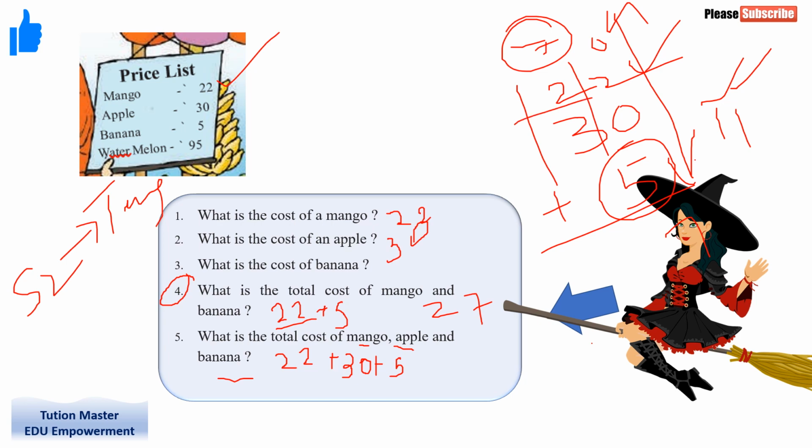So count this one first. What is the bigger number over here? 3. So 3 in the mind and 2 on the fingers. After 3 it is 4 and 5. So the answer is 55, correct? So what is the total cost of mango, apple and banana? The total cost is 55 rupees. Got it, children? I don't think I'm going a bit fast, but I'll definitely elaborate in the next upcoming slides. Don't worry.